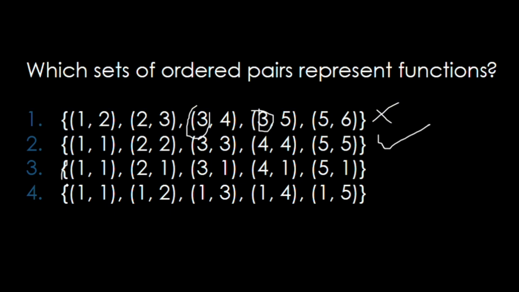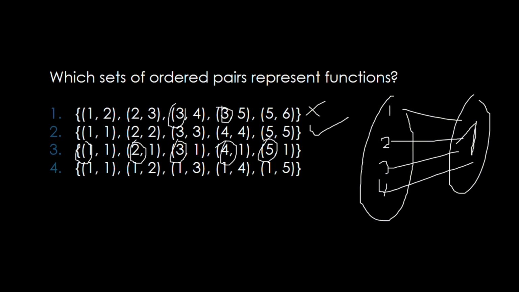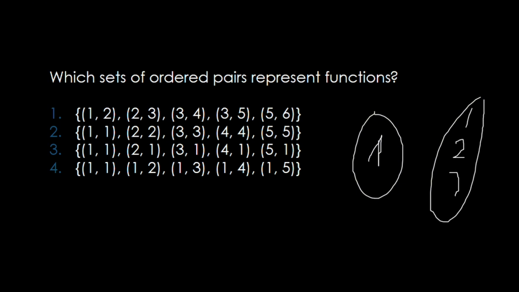We have 1, 2, 3, 4, 5 related to what? One input is related to a unique output. Hence, this is a function. You have 1, 1, 1, 1. Here is not a function because it's the inverse, where we have a 1 here and we have multiple outputs. One input can have multiple outputs. This is not a function. This and this are functions.